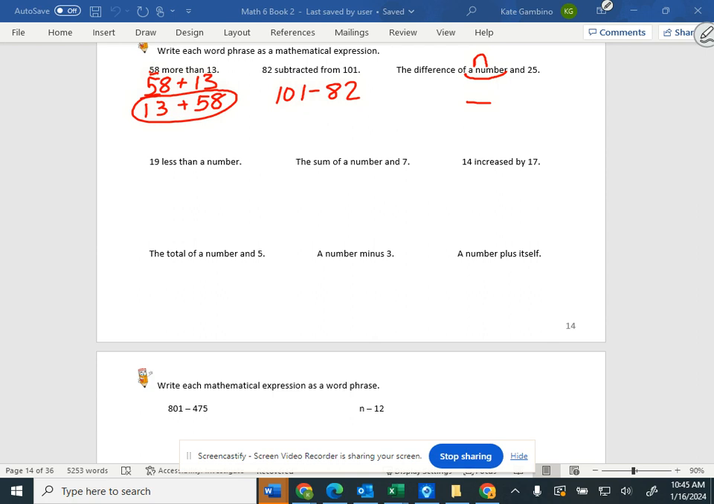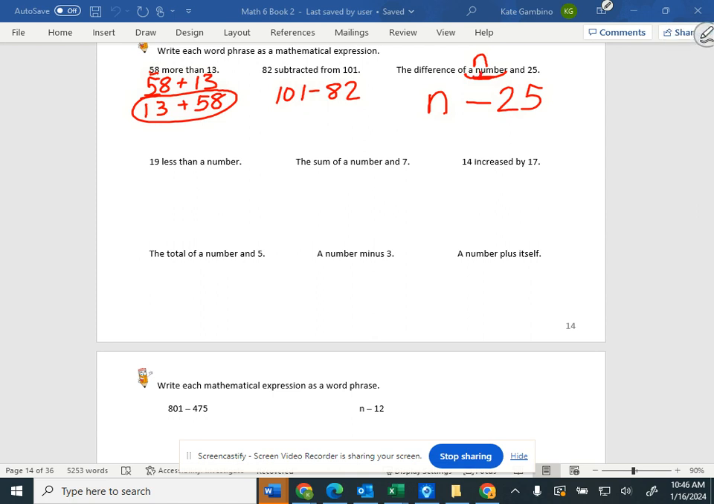How do we write that in our expression, Melanie? So the difference of a number and 25, what do you think is going to go first, Melanie? Yeah. We're going to put the number first and then 25. The difference of a number and 25. So you put it in order unless it's that subtracted from or less than. Those are the only times you have to flip it. Otherwise, we go in order.